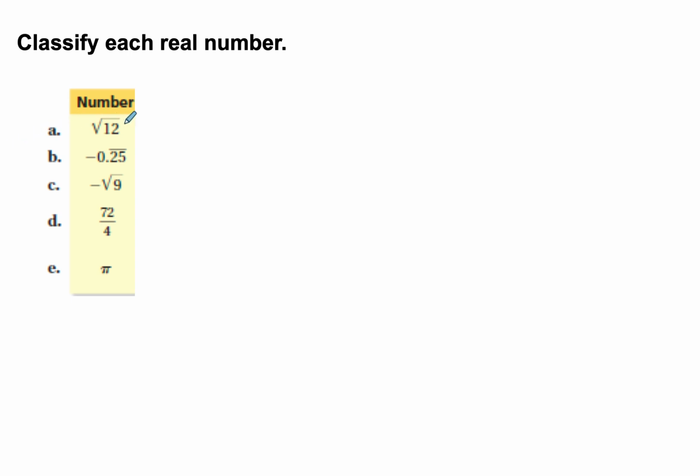Okay, so let's see. Square root of 12. 12 is not a perfect square, so that is going to be irrational.